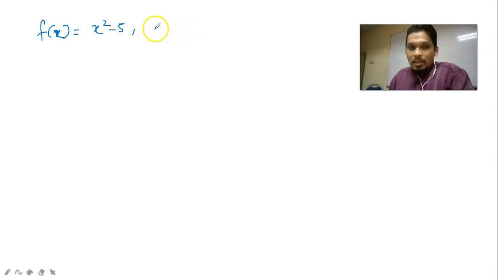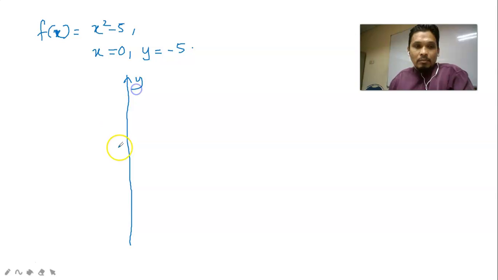Okay, next, the function f(x) equal to x squared minus 5, and then for x less than or equal to 0. Okay, let's ignore or hide this first. Okay, so from here, when x equal to 0, y equal to negative 5. Okay, so for this graph, when x equal to 0, y equal to negative 5.